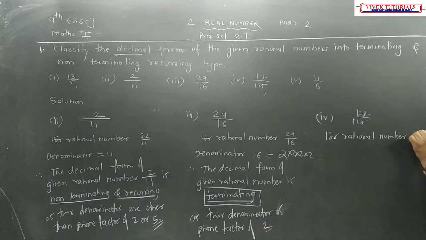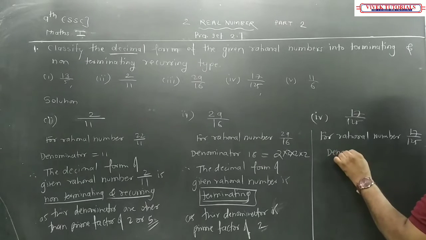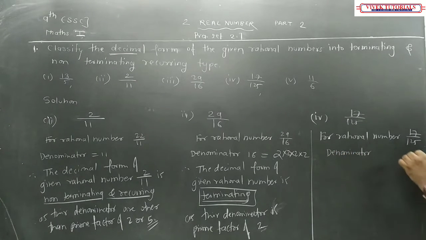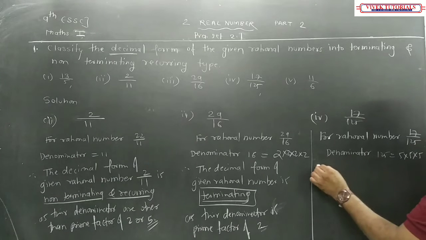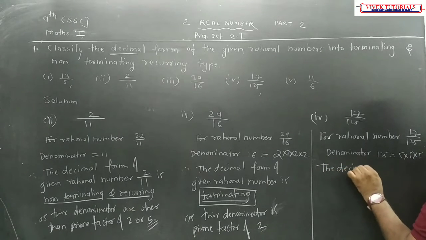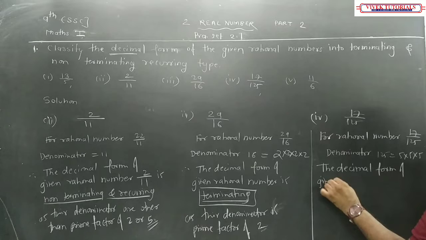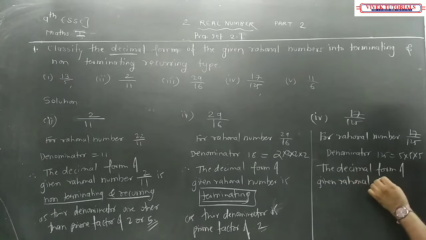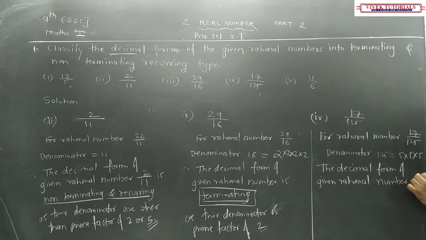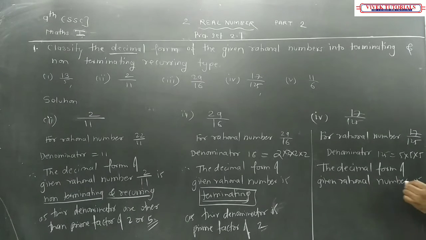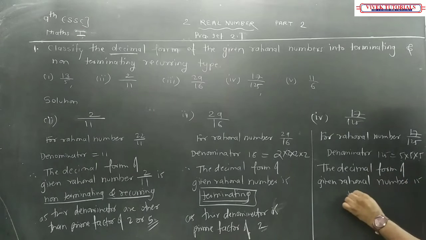These are rational numbers only. 17 upon 125, the denominator is 125, which is nothing but 5 into 5 into 5. We have to find out the factors of it. The decimal form of the given rational number is, again 5 is there, na? It is terminating.